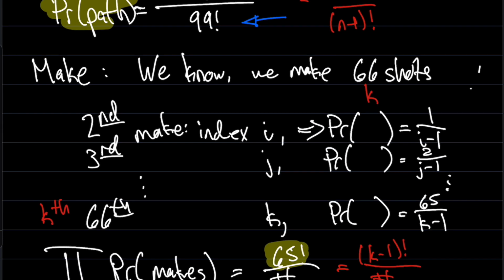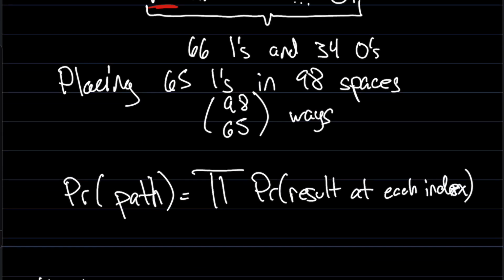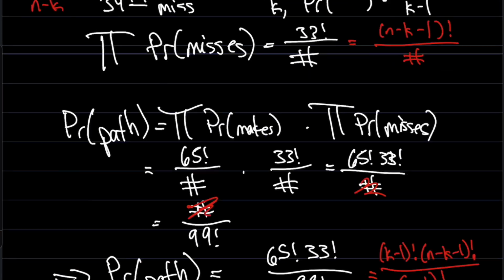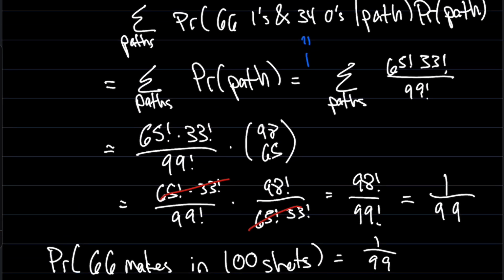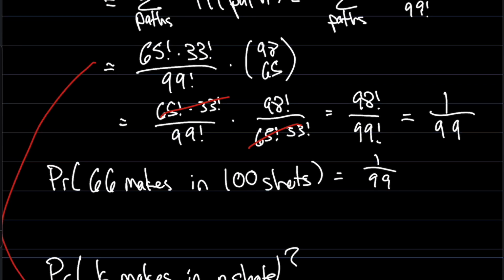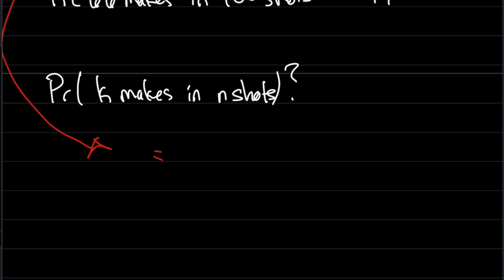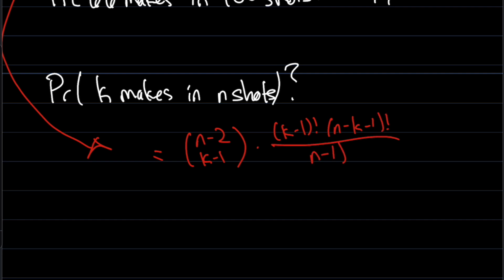And then the final thing that I skipped over by accident is how many ways are there to do this, where we have k minus 1 makes once in n minus 2 spaces. Well, again, this will just be n minus 2 choose k minus 1. And then finally, wrapping this all up, if we do the same exact logic, this is equal to our binomial coefficient of n minus 2 choose k minus 1, times k minus 1 factorial, n minus k minus 1 factorial, all over n minus 1 factorial.